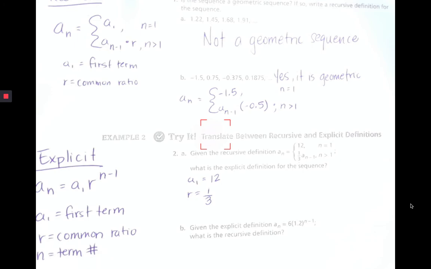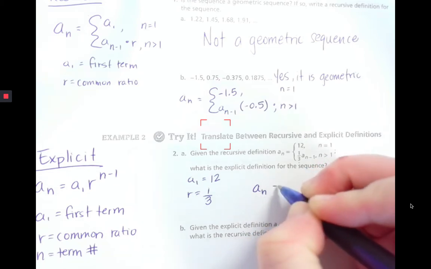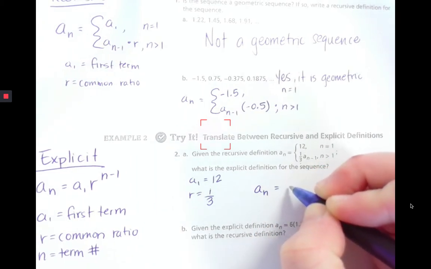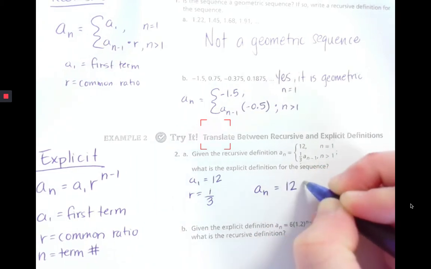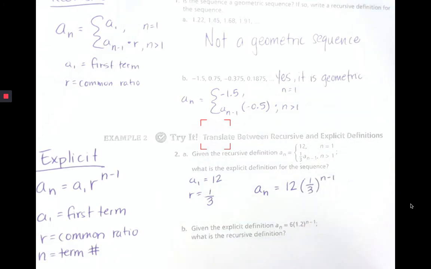We don't have certain term numbers, so we're just going to write our explicit definition as A sub n is equal to 12 times 1/3 raised to the n minus 1.